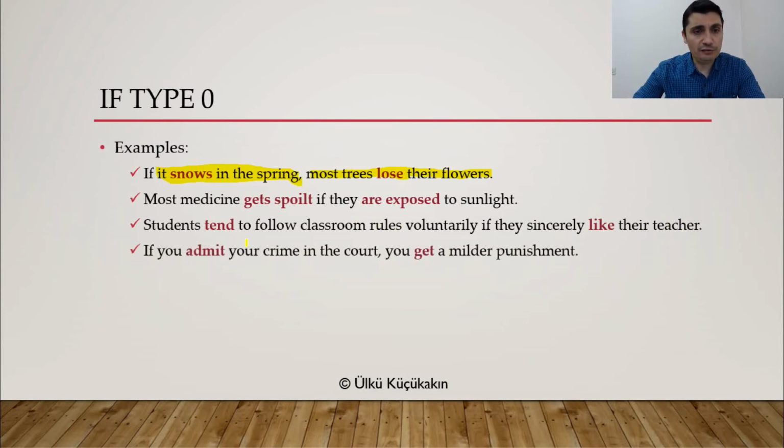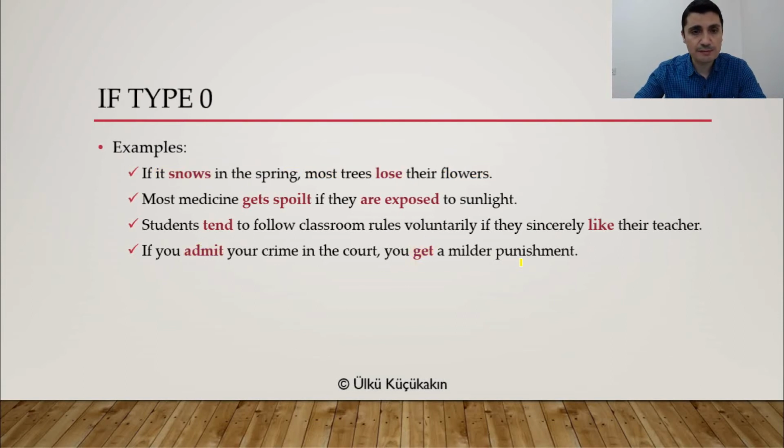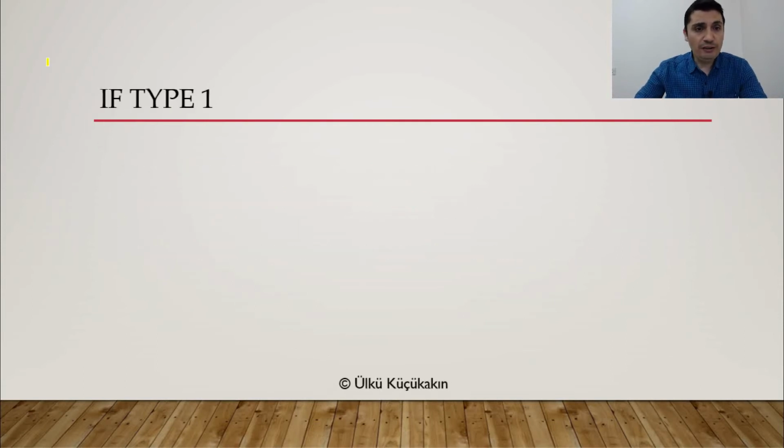And finally, this is our final example. If you admit your crime in the court, you get a smaller punishment. You get a milder punishment. All right? So this is the law. This is usually the case in court. So we are using if type 0 in this case. Actually, we talked about if type 0 so far.